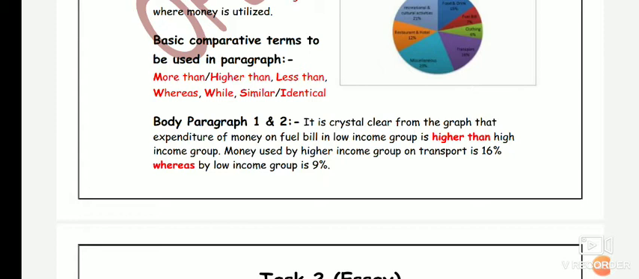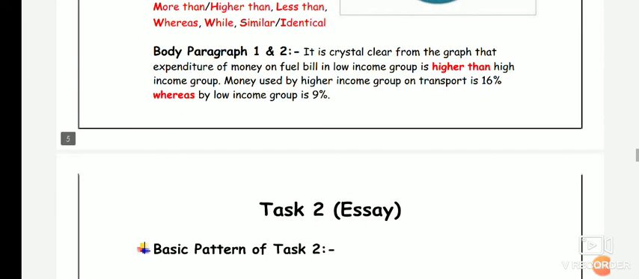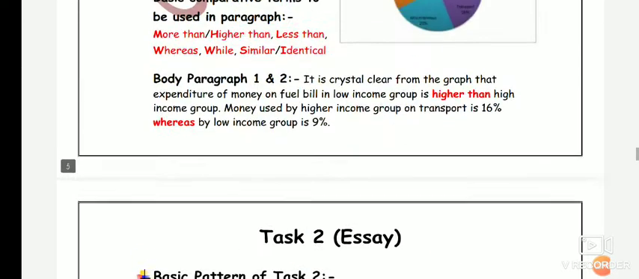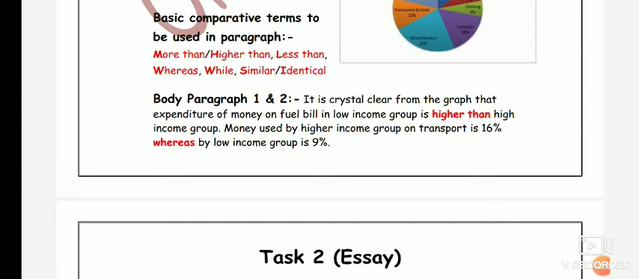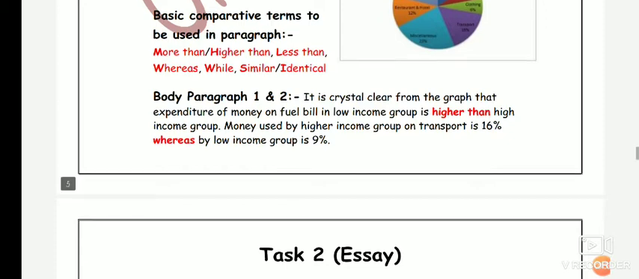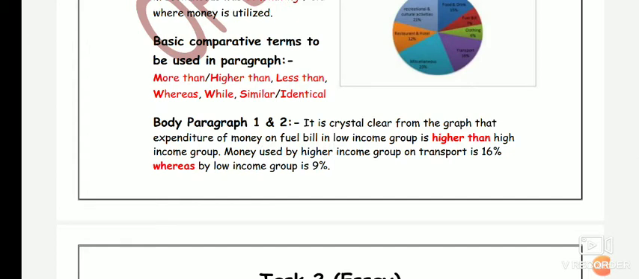There is even a usage of whereas here: money used by the higher income group on transport is 16%, whereas by the low income group it is 9%. So it is a comparison between both of them. Like this you have to make a proper body paragraph 1 and paragraph 2. You have to divide the pie chart or any other graph into two halves, describing half in BP1 and half in BP2. So this is a basic pattern of a graph.